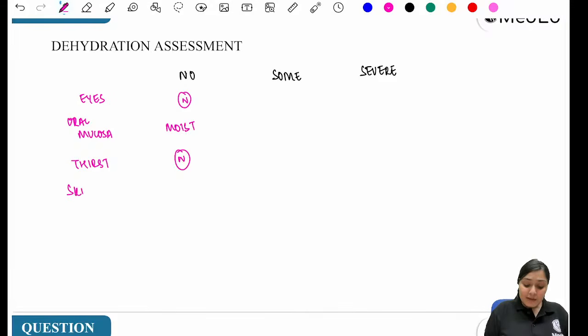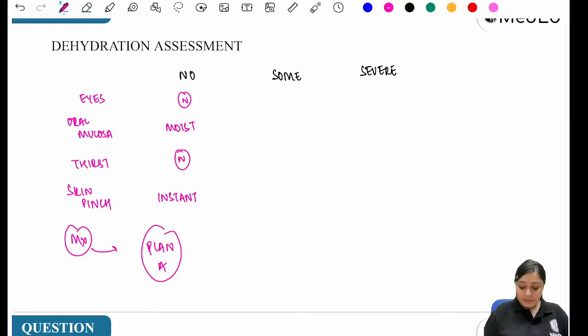If we look at the skin pinch, because the hydration status is good, skin pinch will be instant. So recoil would be instant recoil, normal recoil. Here the management would be plan A.